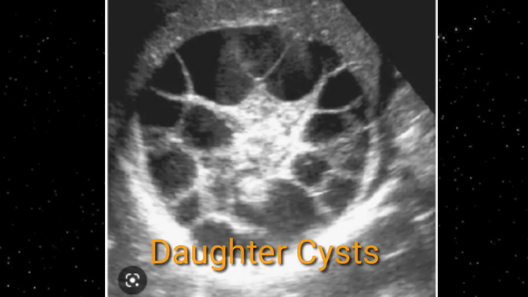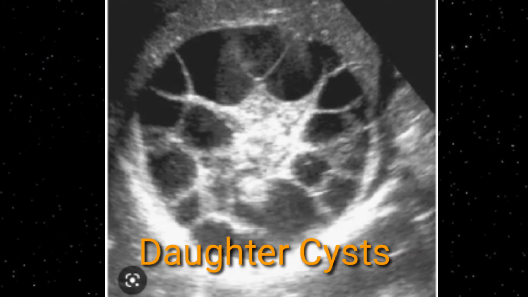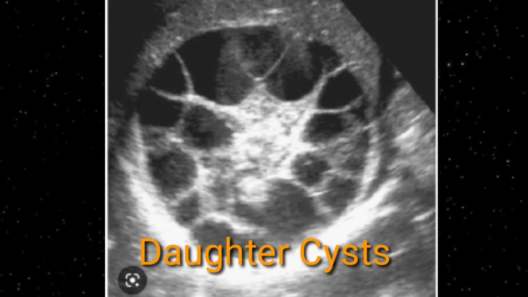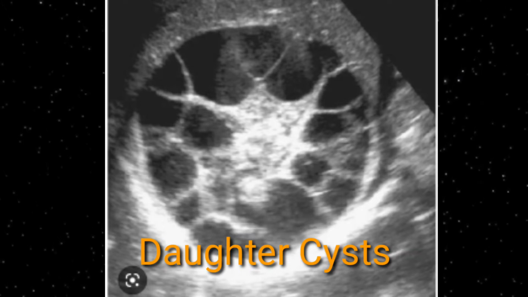In the third form, which is very common, there is a cyst with multiple daughter cysts. This is the classical feature of hydatid disease in the liver as well. So you can write down that multiple daughter cysts are seen.